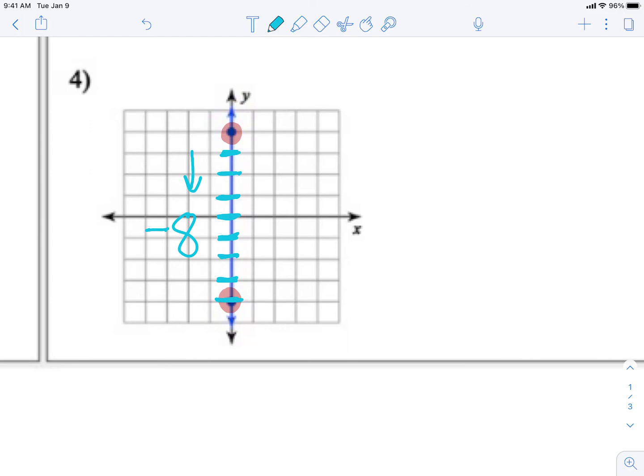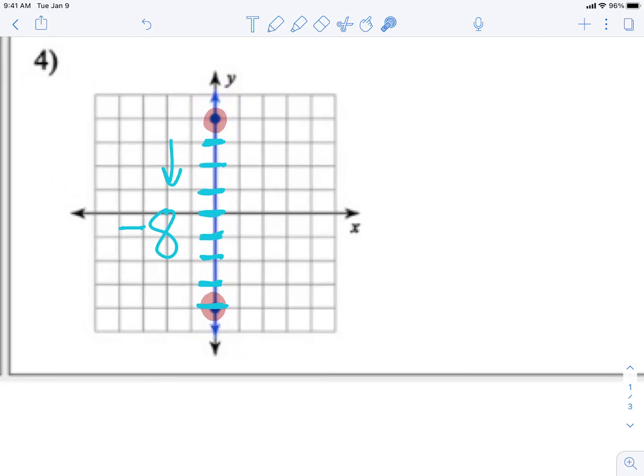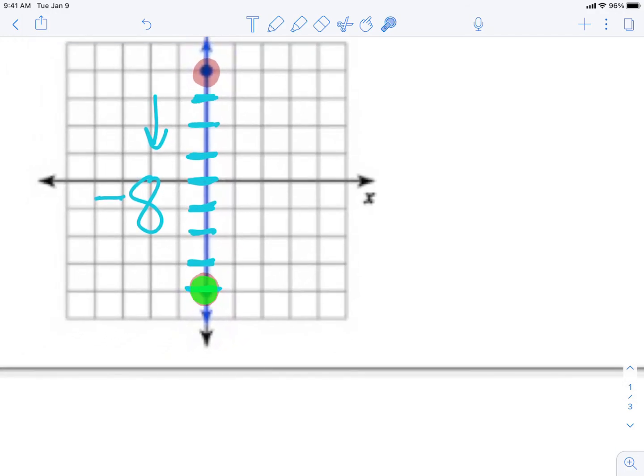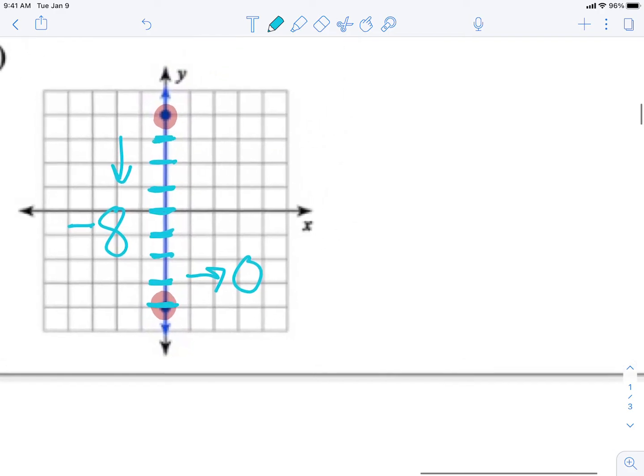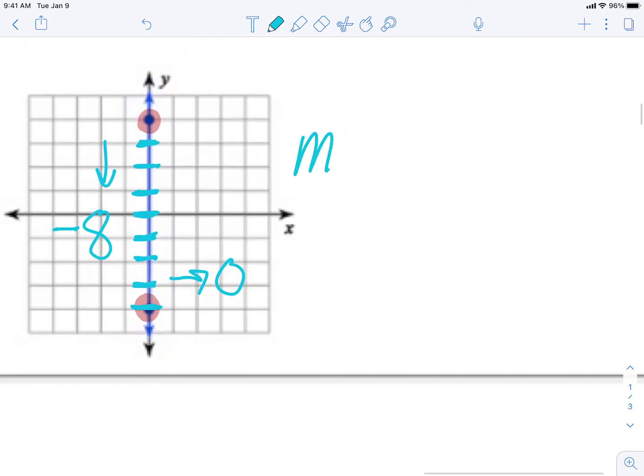Now, how many do I have to go left and right? I don't have to go anywhere left and right because I'm already there. Look, I already reached my second point. So I went right 0. So my m is equal to delta y. That means I went down 8, right? Down 8 over to the right 0.